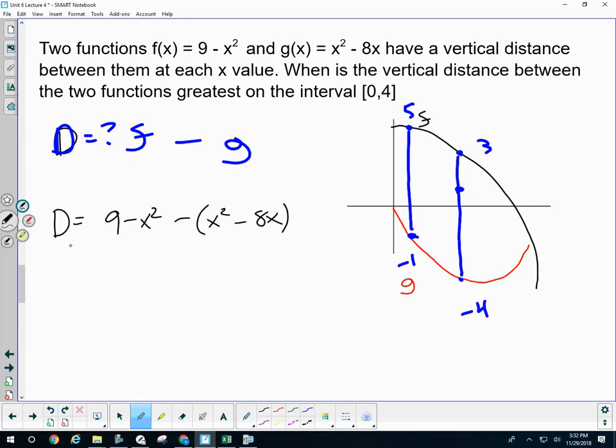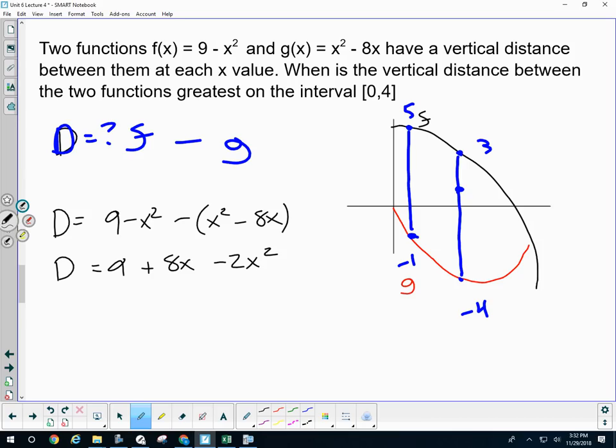Okay. Why don't we just simplify that? 9 plus 8x minus 2x squared. We have an expression for the distance. This is important. This is an expression for the distance.